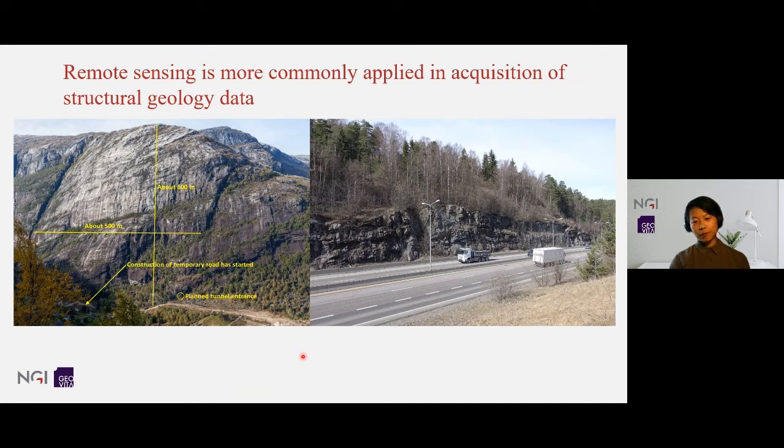To the right is a rock cut slope along a BC road. It would be very hard to go there to do field mapping because there's traffic and it can be dangerous. So we can also take pictures of the whole hillside, or if possible, to fly drones when there's no traffic to get an overview of it.